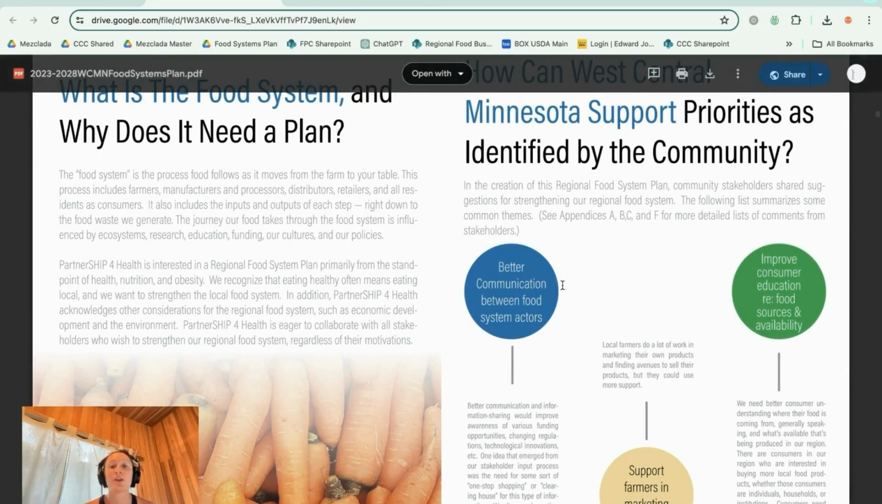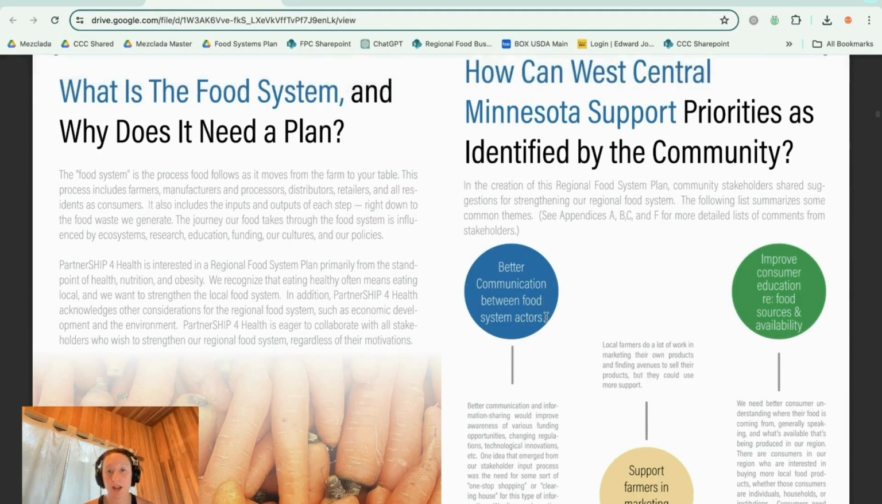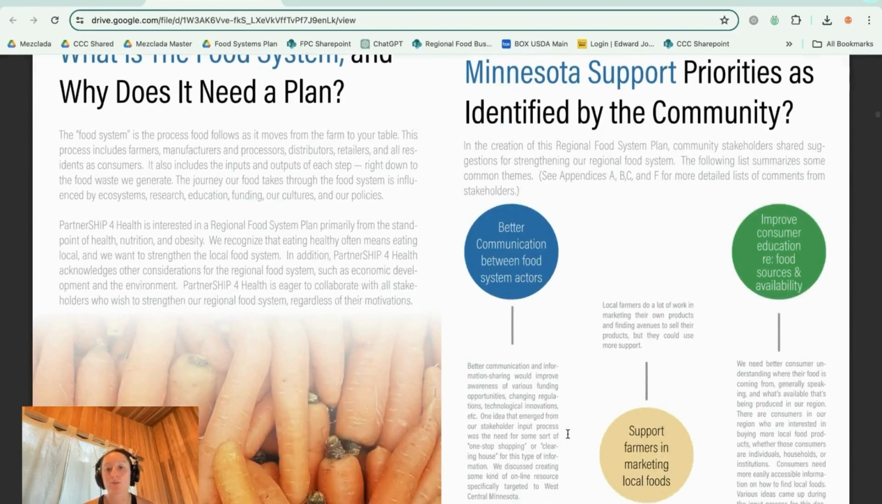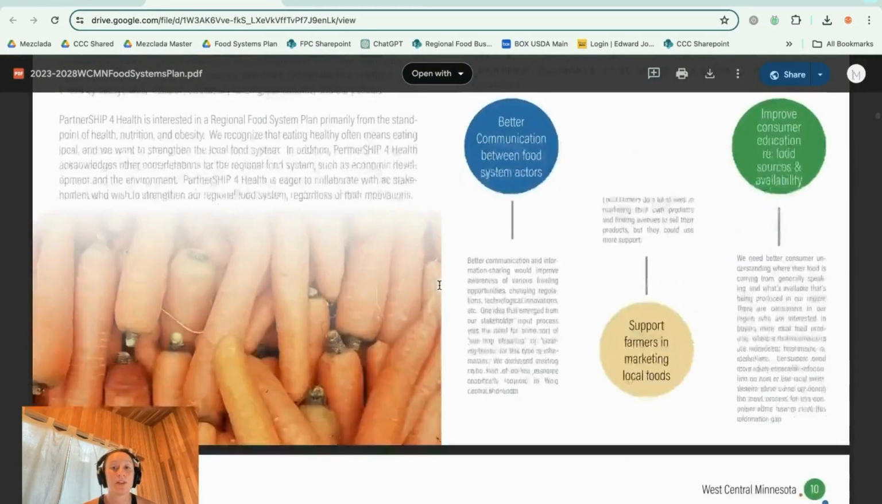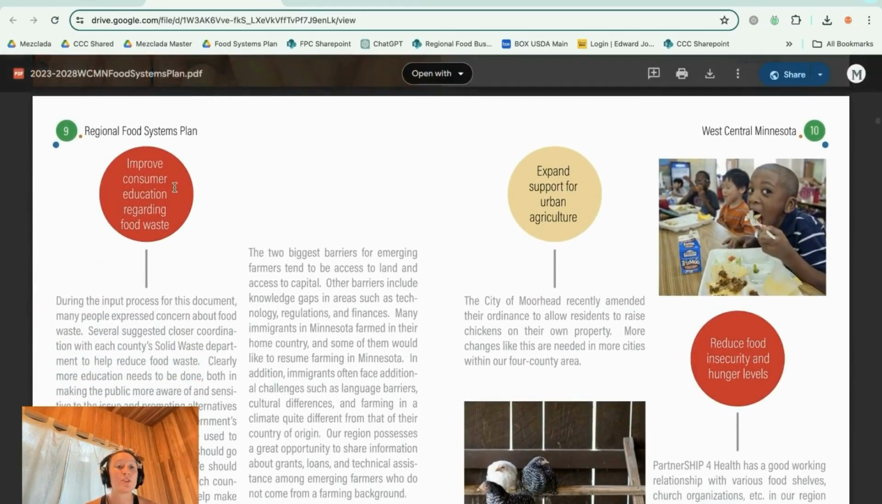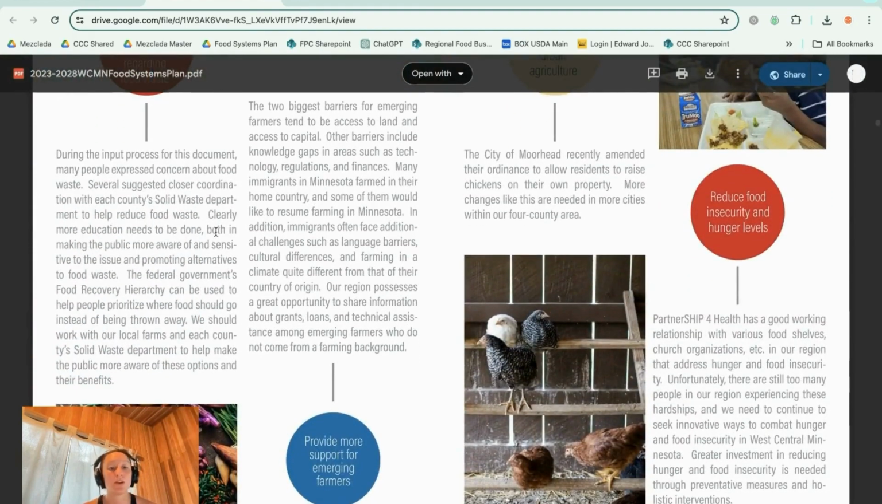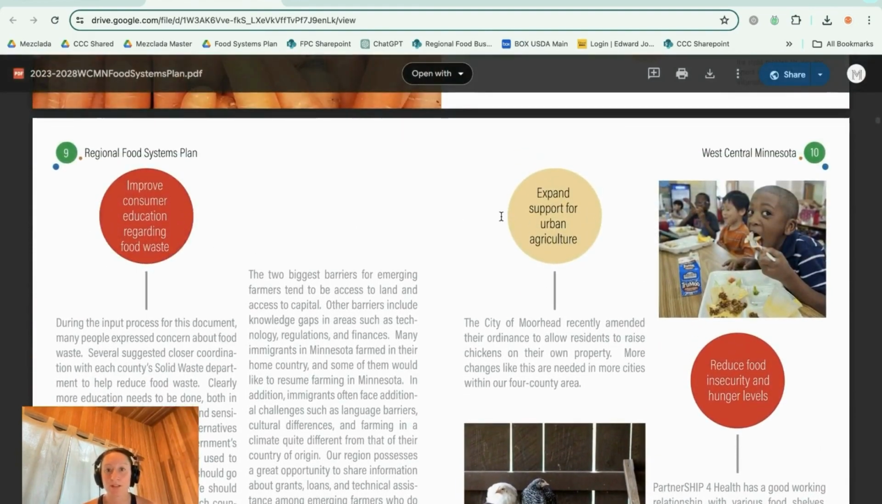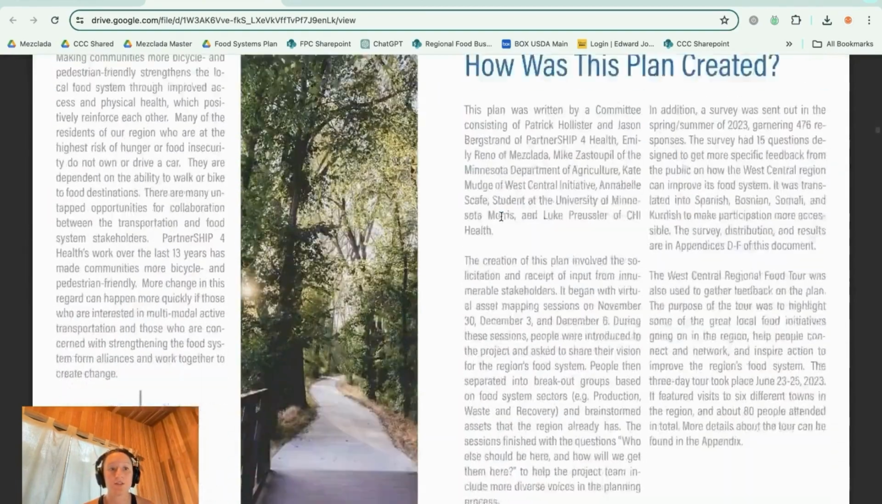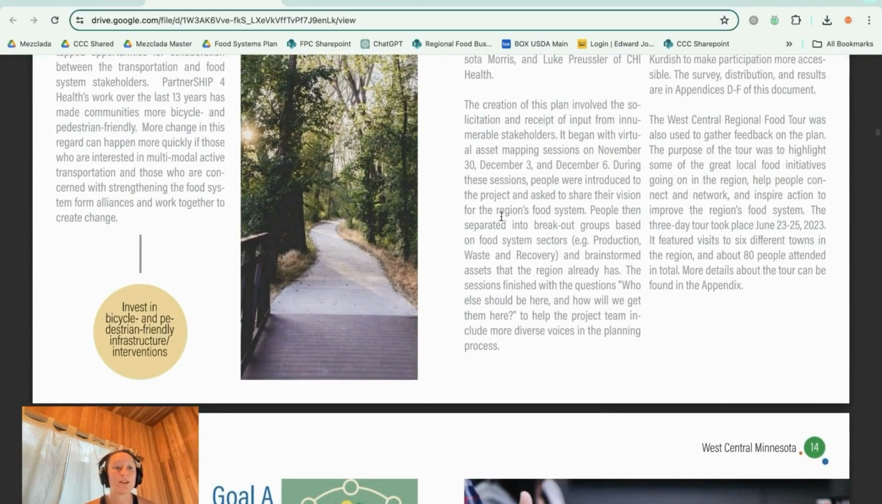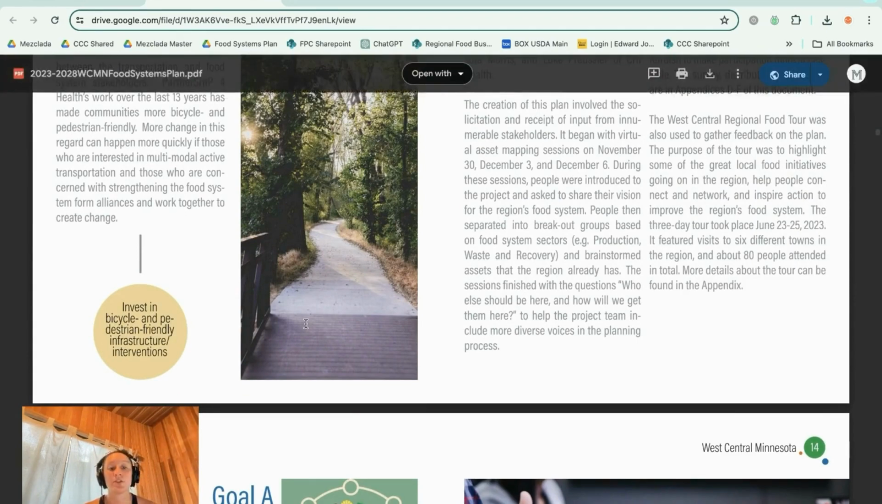So better communication between food systems actors was one, support farmers in marketing local foods was another, improving consumer education with regards to food sources and availability, improve consumer education regarding food waste, provide more support for emerging farmers, expand support for urban agriculture, reduce food insecurity and hunger levels. And then the last one we had was invest in bicycle and pedestrian friendly infrastructure and interventions.